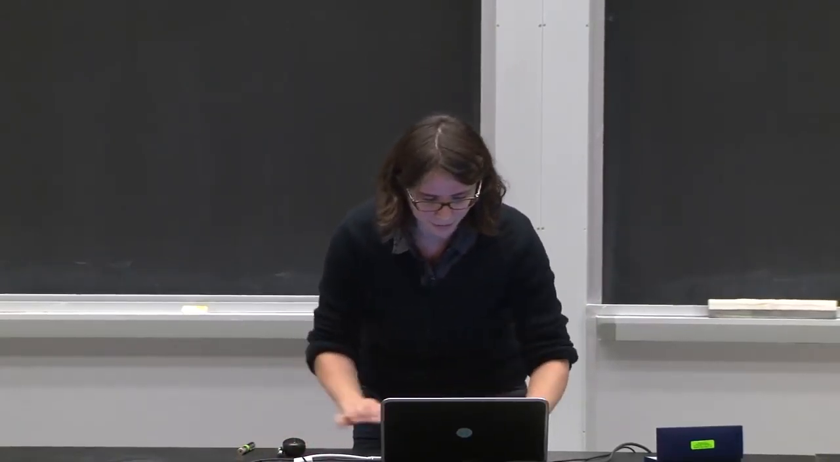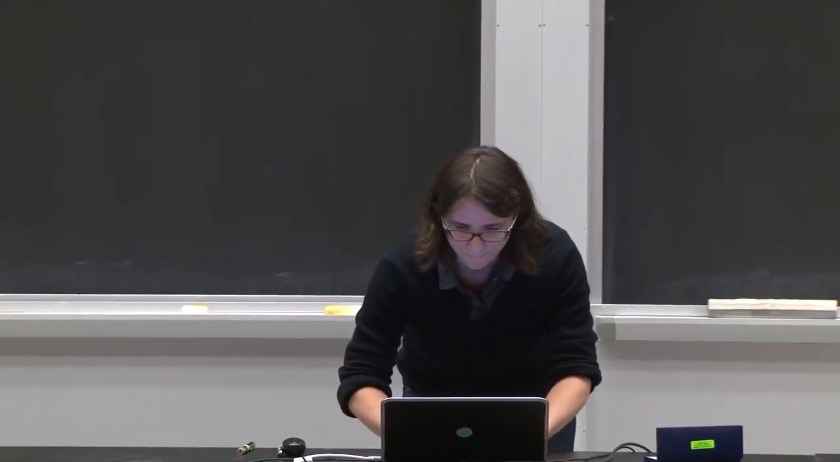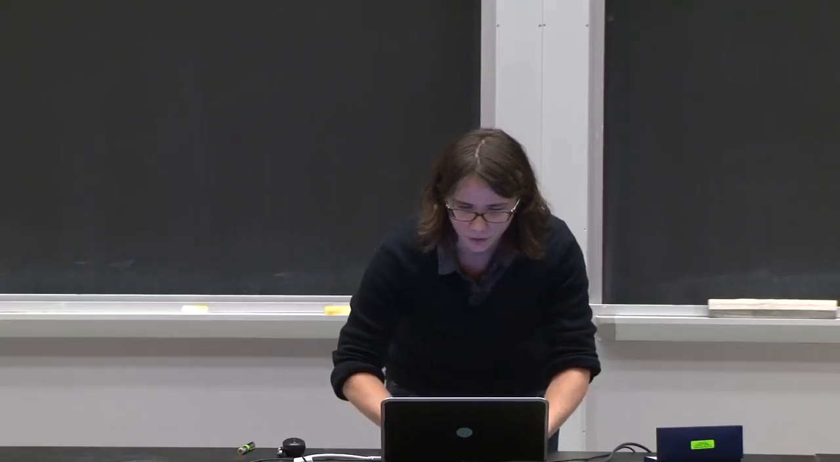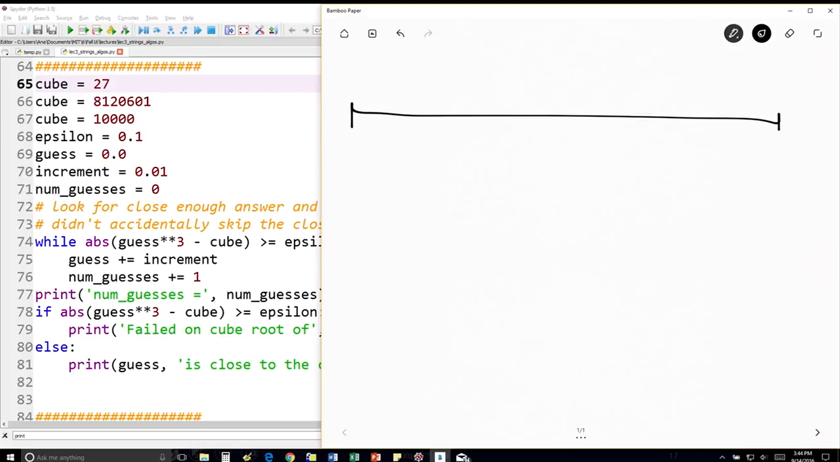So what ended up happening is this problem here. I'm going to draw something. According to the code, I'm going to start from 0, and I'm going to increment my guesses like that. With every little increment, I'm going to make a new guess. I'm going to take that guess to the power of 3, subtract the cube, and figure out if I'm less than epsilon. This is the epsilon that I want to be in. This little bit here.